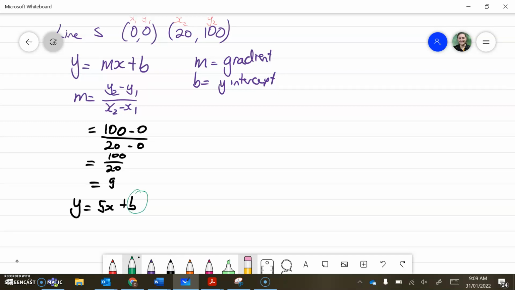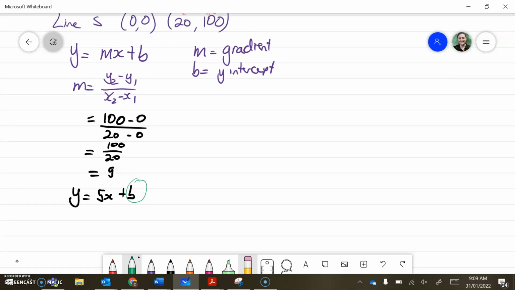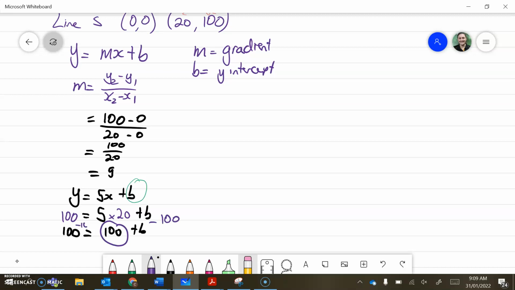Now to find b, I can substitute in one set of coordinates. So if I choose to sub in coordinate set 2, which is 20 and 100, I substitute those into x and y. So I'll have 100 equals 5 times 20 plus b. So we now have 100 equals 100 plus b. Now to move the 100 to the other side, I need to subtract 100. And so 0 equals b.